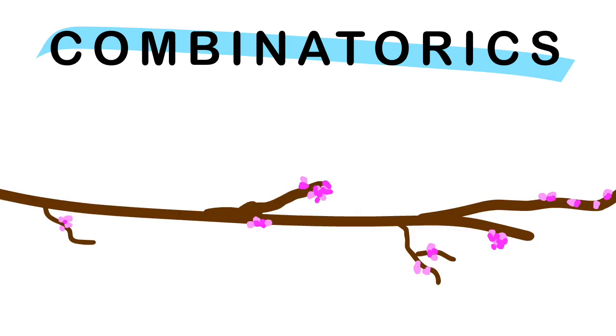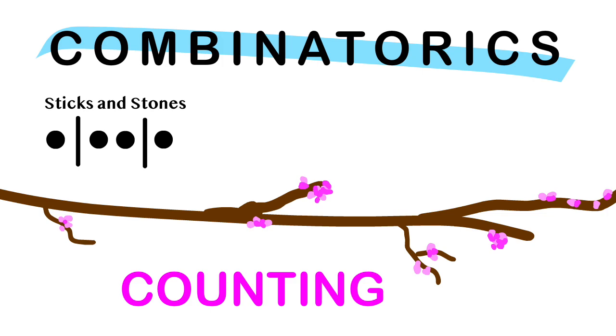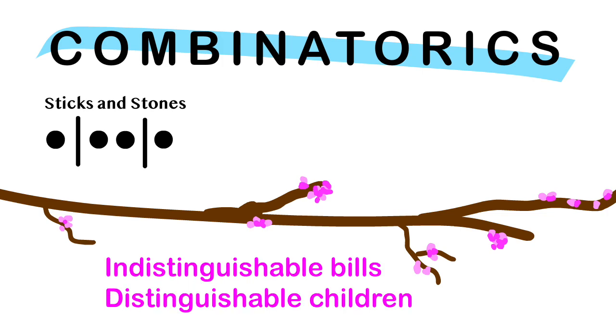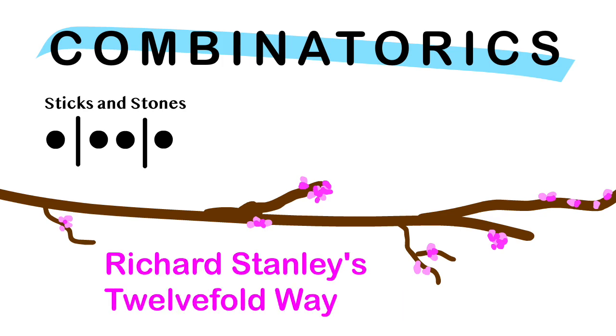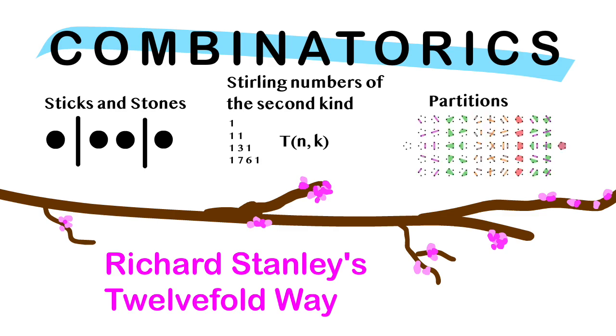Combinatorics is a branch of mathematics all about counting. Today, we use the sticks and stones technique for the scenario of indistinguishable bills and distinguishable children, which is one of Richard Stanley's 12-fold way. Some of the other ways lead to Stirling numbers of the second kind, and partitions, and lots of interesting stuff.